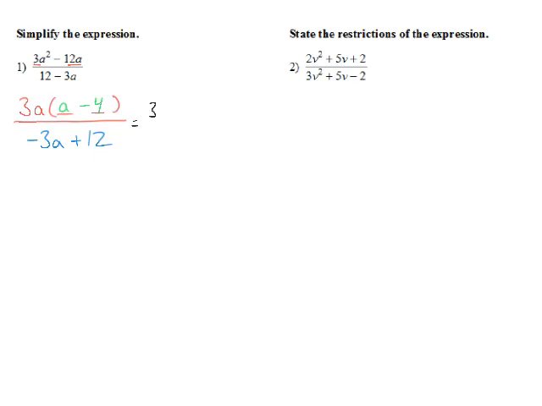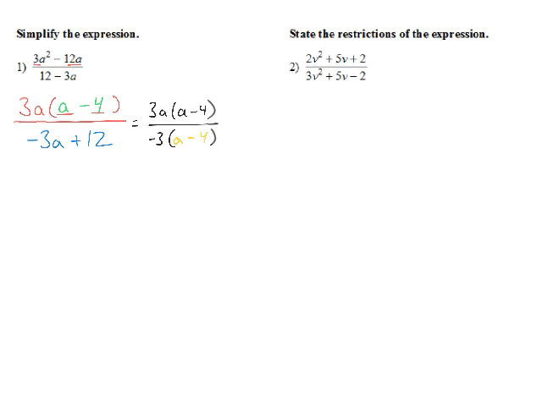So I'm going to rewrite the top, which is 3a times (a minus 4), and on the bottom, I'm going to pull a negative 3 out. All right, so when I pull out that negative 3 times what will give us this, and negative 3 times what will give us that. So let's see what we get here. When we pull that out, I see that would be negative 3 times a will give us negative 3a, and negative 3 times negative 4 will give us positive 12.